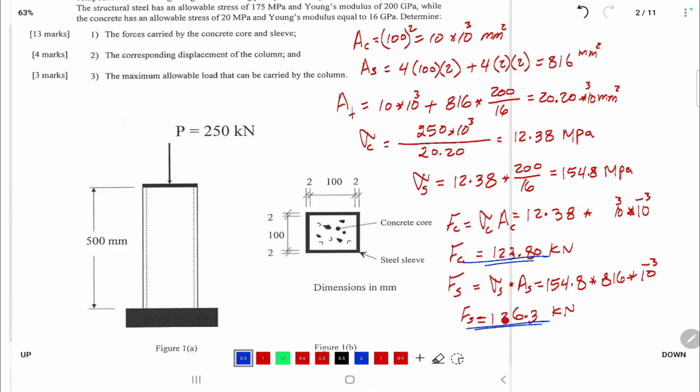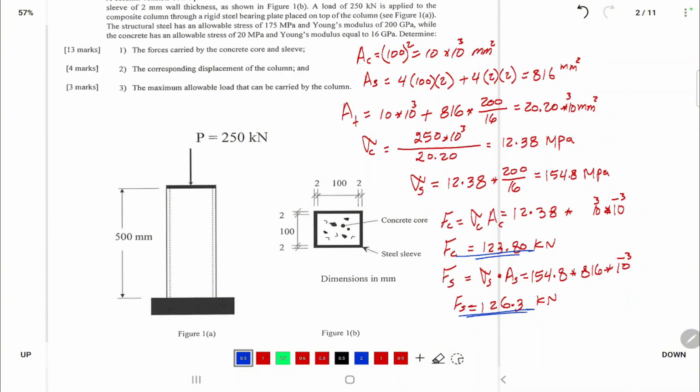You can just check these values. If you add F sub C to F sub S, it will be 250. Okay, now I also do part 2, or the second requirement of this question.